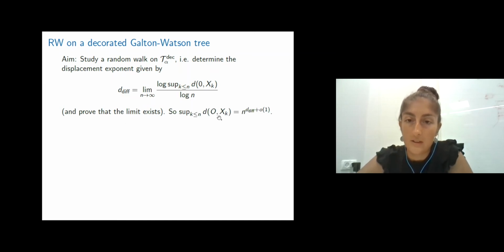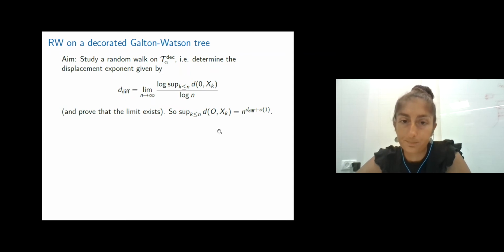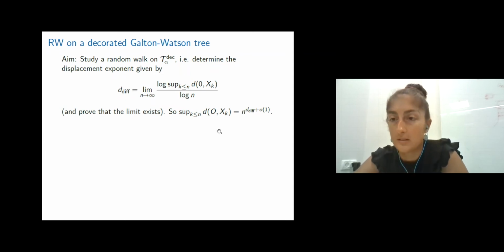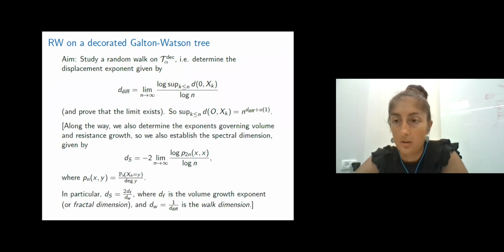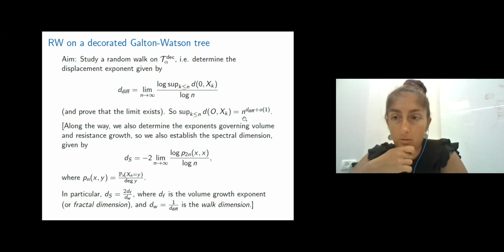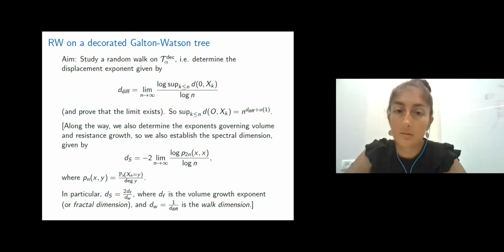And this is just a fancy way of saying that if you look at the distance you've traveled up until time n, then it grows like n to this exponent plus a to the power of 1. And we'll do this by considering the volume growth of these graphs and the resistance growth of these graphs. Actually, if you know about random walk exponents, we determine the full set of random walk exponents, so the spectral dimension and the walk dimension, etc. For today, I'm just going to mainly focus on this displacement exponent because I like it more, but we actually will get the full set of random walk exponents.